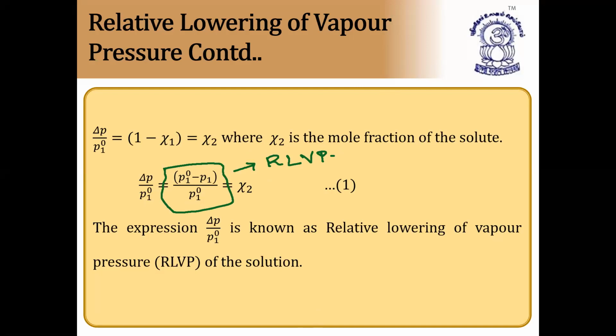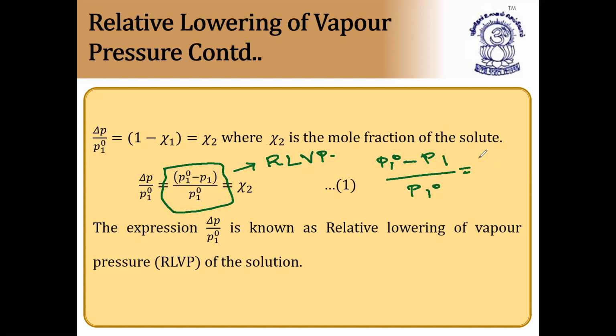So from this we got the formula: P1 naught minus P1 by P1 naught is equal to small w into capital M by capital W into small m. Here small w is the weight of solute, capital W is the weight of solvent, capital M is the molecular weight of solvent, and small m is the molecular weight of solute. So this is the formula which we got from Raoult's law, and that is also relative lowering of vapor pressure.